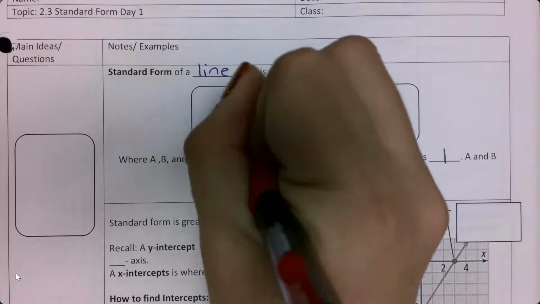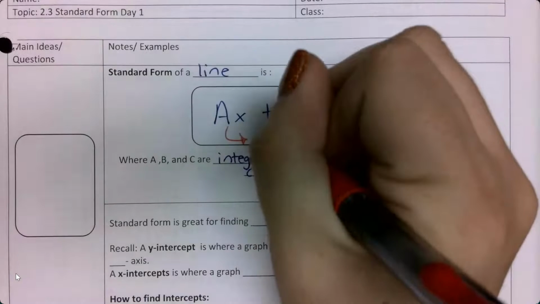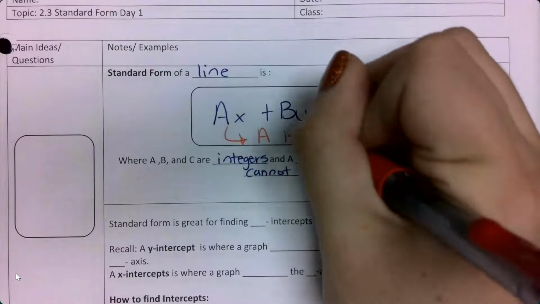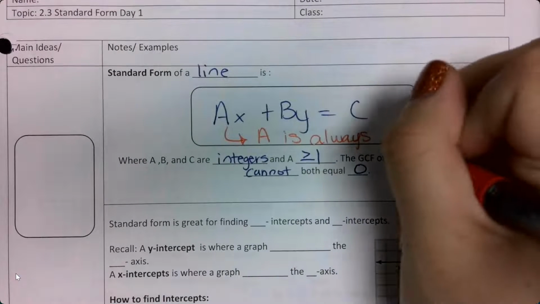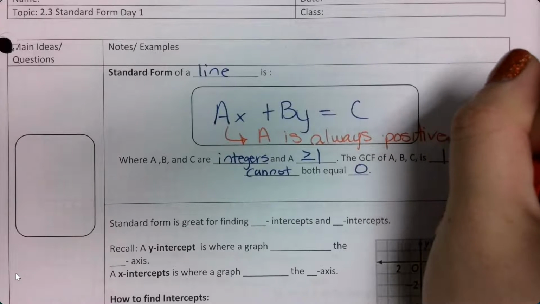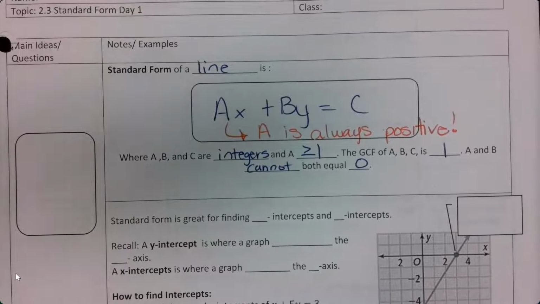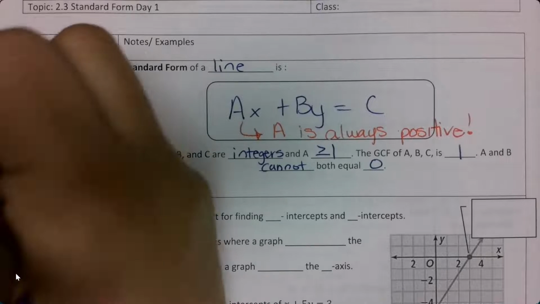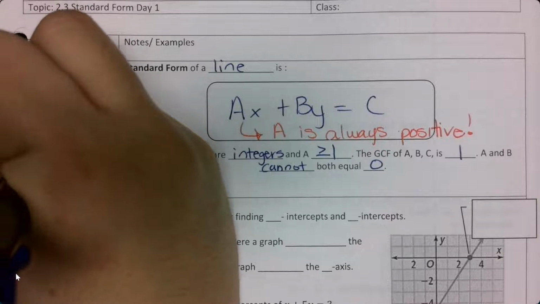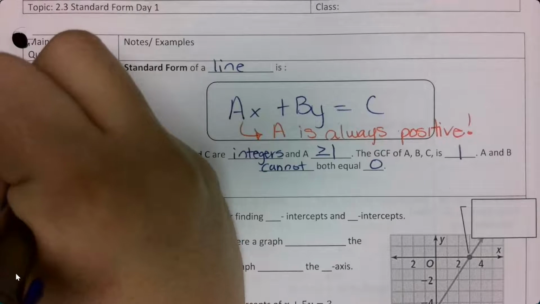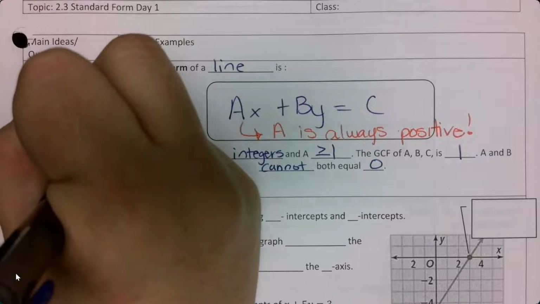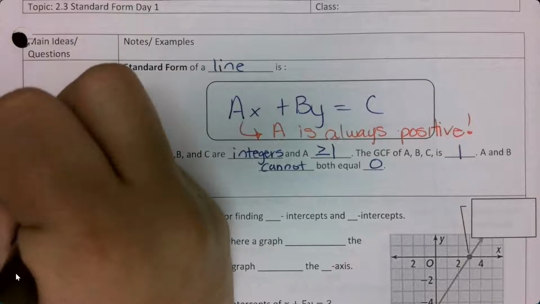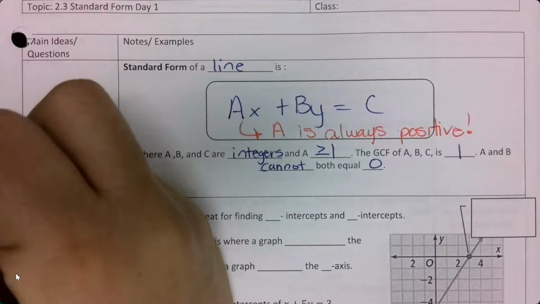So one thing we want to pay attention to, when it says A is greater than or equal to 1, that means A is always positive. Okay. Also remember, integers are rational numbers without fractions or decimals.